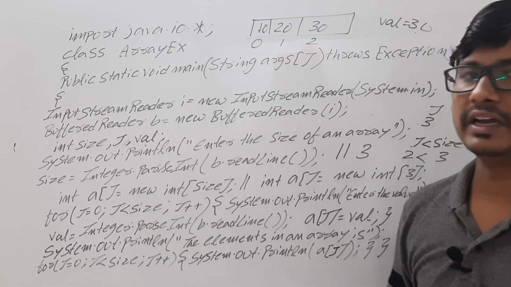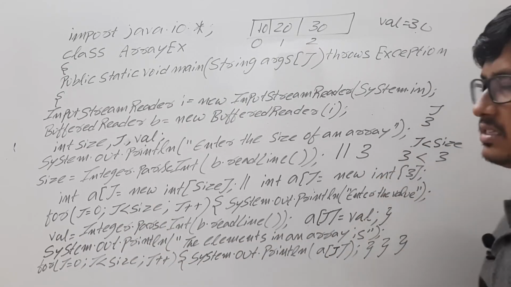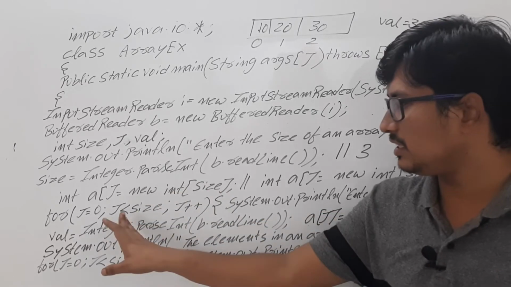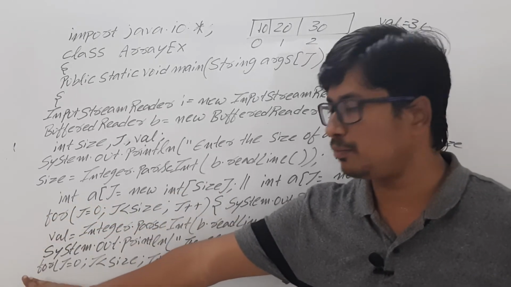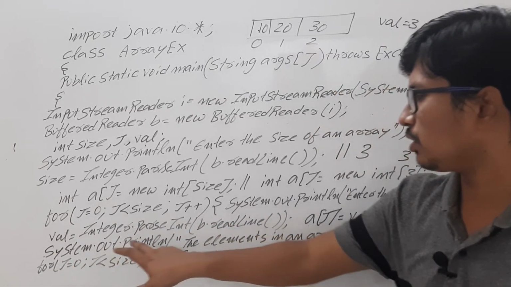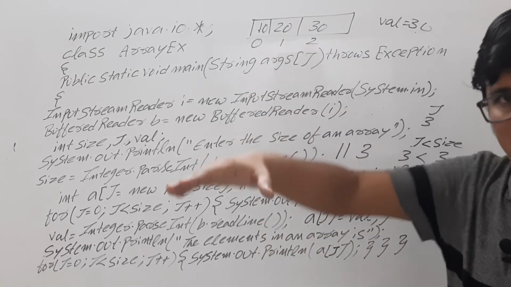Again you will verify the condition j less than size. What is the j value? 3. 3 is less than 3? No, 3 is equal to 3. So this condition has failed. As the condition has failed, the control will come out from the for loop and execute this instruction, which is System.out.println the elements in an array is, this will be displayed.